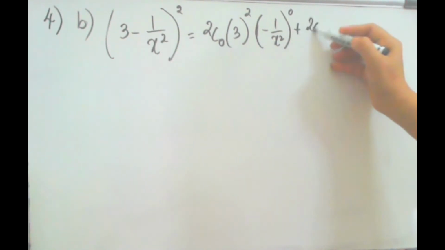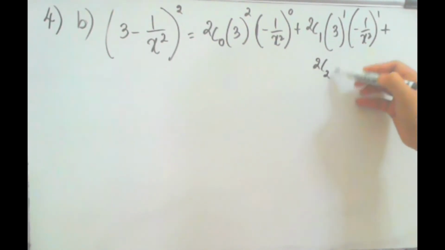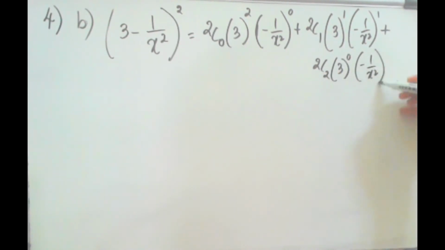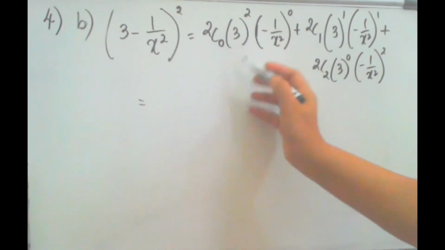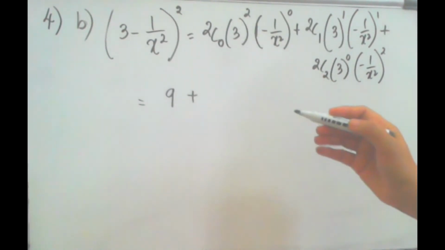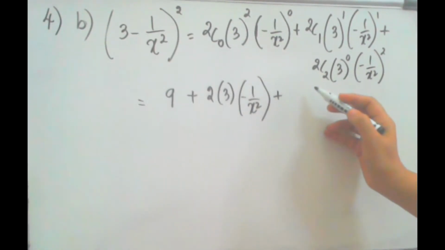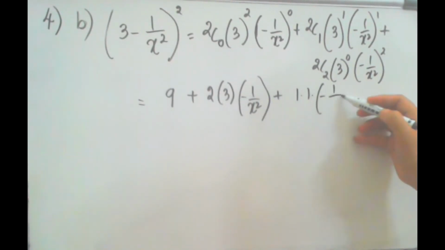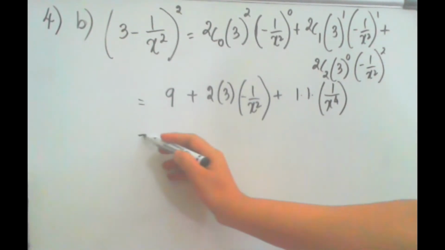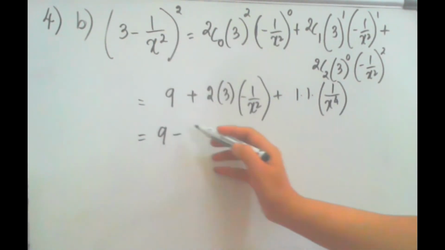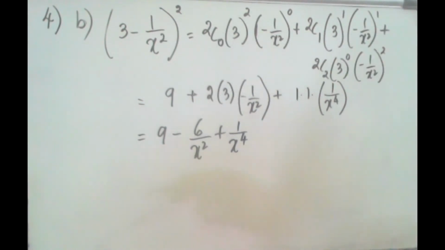2C0, 3 power 2 into minus 1 over x square power 0, plus 2C1, 3 power 1 minus 1 over x square power 1, plus 2C2, 3 power 0 minus 1 over x square power 2. So there are only 3 terms here. Okay, so 2C0 into 3 square is 9, and this bracket power 0 is 1, so 9 into 1 is 9, plus 2C1 is 2 multiplied by 3 multiplied by 1 over x square, plus 2C2 is 1, 3 power 0 is 1 multiplied by the minus and square gives us a positive number, so it will be 1 over x power 4. So this simplifies to 9 minus 6 over x square plus 1 over x power 4. So this is the expansion of the second bracket.